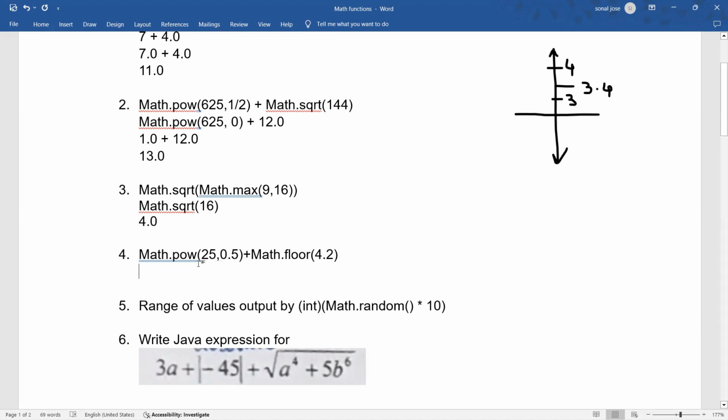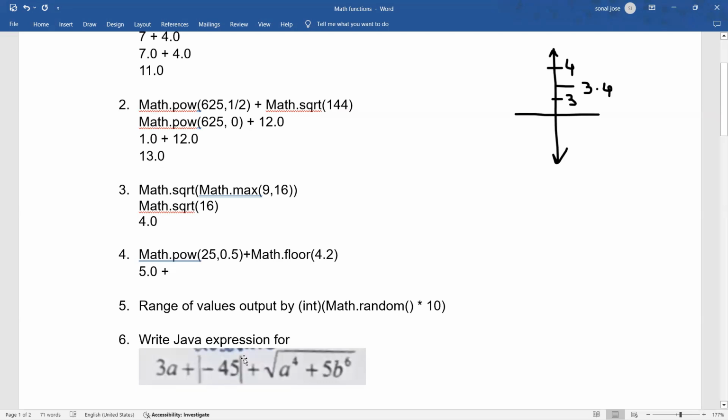Okay. Moving on here. Now this says math.pow 25 comma 0.5. They have not given 1 by 2, they have given 0.5. So when they say 25 raised to 0.5, that means it is raised to a half, which actually means square root of 25 over here, which will be 5. Power returns a double, so it will be 5.0.